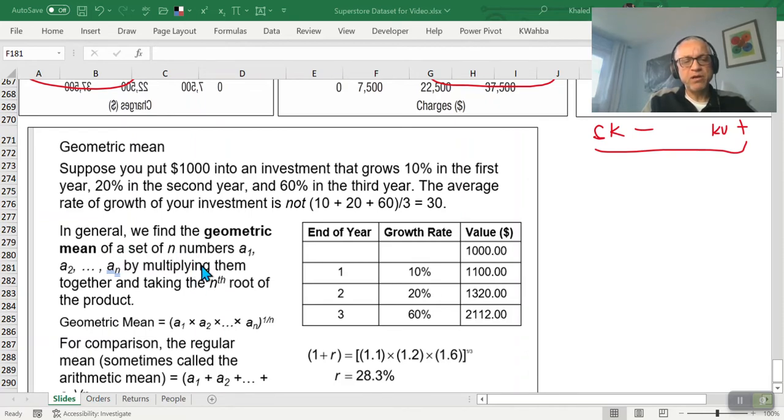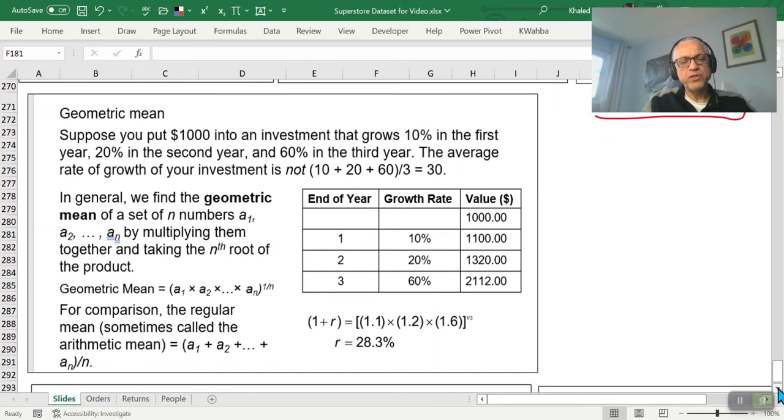For the geometric mean, all you need to do is not add them, but multiply them and take the nth root. So if you have 3 years, you take the cube root, not the square root, and so on. If you have 5 years, you take the fifth root of the multiplication.